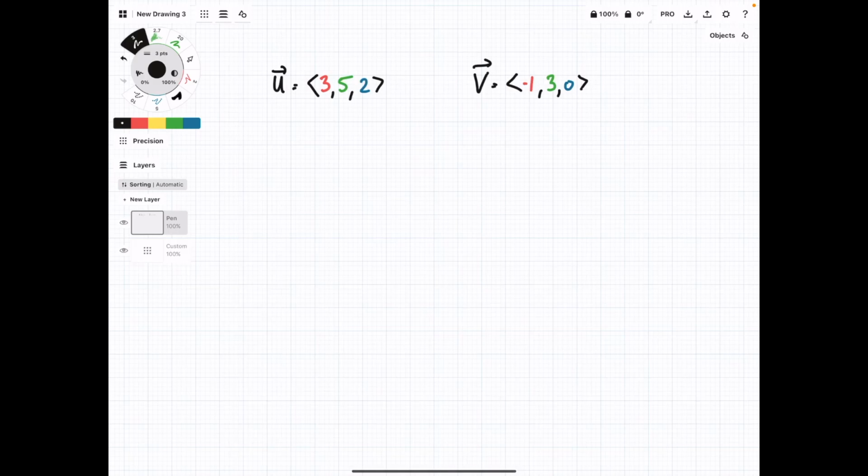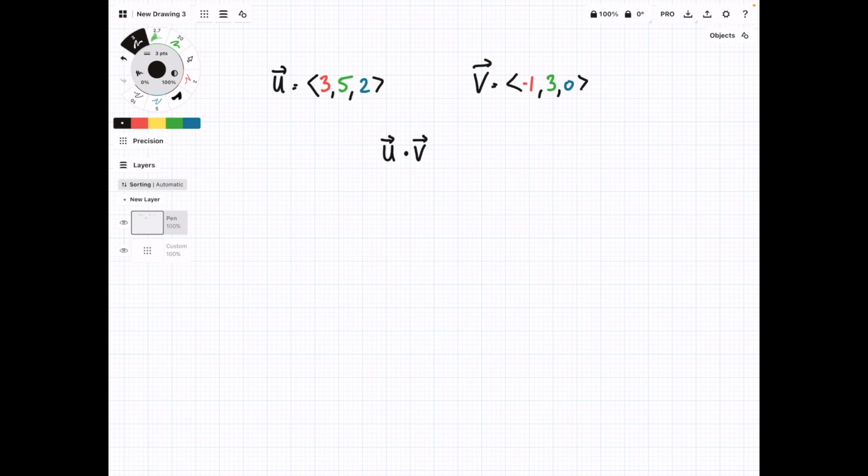In this video, we're going to talk about finding the dot product of two vectors. So what we have here is vector u, which is 3, 5, 2, and vector v, which is -1, 3, 0. When you want to find the dot product of two vectors, it's written like this: u dot v.